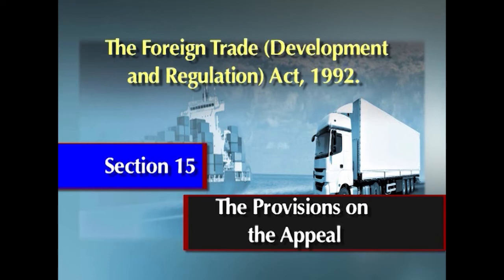Section 15 of the Act contains the provisions on the appeal. Any person aggrieved by any decision or order made by the adjudicating authority under this Act may prefer an appeal, A, to the central government against the decision of the Director General, B, to the Director General where the decision is made by an officer subordinate to the Director General. The Director General may authorize any officer superior to the adjudicating authority to hear the appeal.